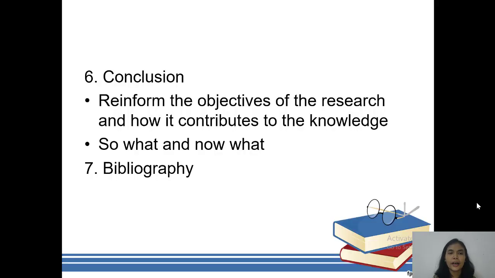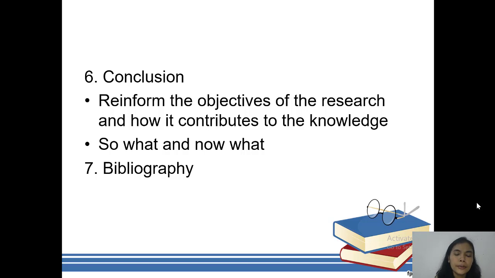So now, for the last parts of an article, we have the conclusion and the bibliography, or sometimes we call it references. So what is actually in the conclusion part? It basically concludes the whole article and restates the objectives of the research and how the findings contribute to the knowledge. And then it tells you a little bit about the so what and now what. After you have done this, what else can you do after this? That is in the conclusion part.